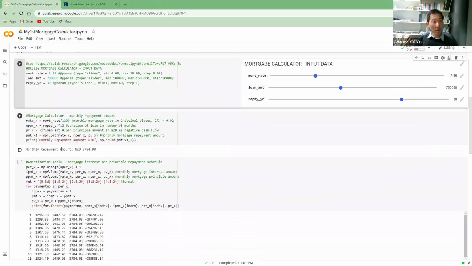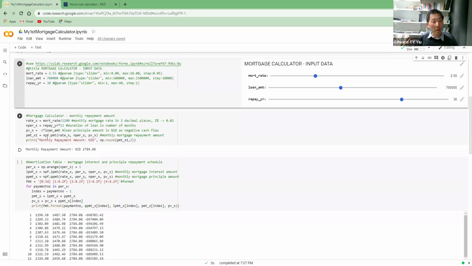Then here is the routine that shows the calculation. First of all, we have to convert a yearly mortgage rate into a monthly rate in 2 decimal places. So we divide it by 1,200, and then the number of months equals the repayment years times 12. And then the present value, which we put as negative to indicate that it is a cash outflow.